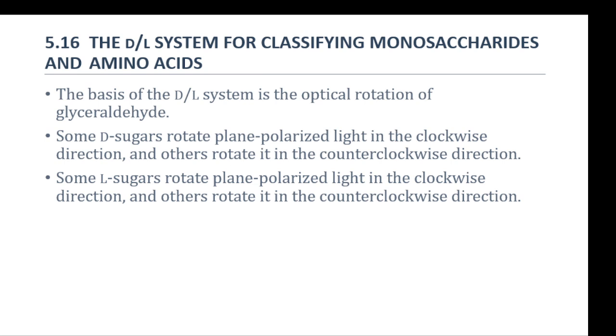Okay? So some of the D sugars are going to rotate plane polarized light in the clockwise direction. Others are going to rotate in the counterclockwise direction. Some of the L sugars are going to rotate the plane polarized light in the clockwise direction, and others rotate in the counterclockwise direction. The DL system was set for glyceraldehyde because that rotated it clockwise or counterclockwise. The other sugars were set from the last group being on the right side or left side. So it doesn't necessarily correspond for the other sugars.